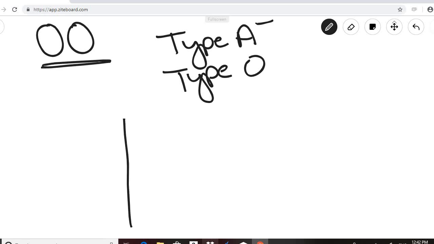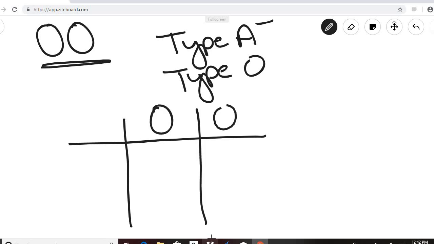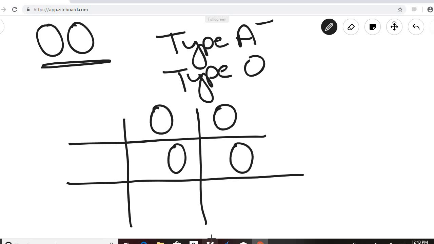So if we draw a Punnett square, I would look like this. Okay, those are my two alleles. I can only give the O, to every child I can only give an O. So if some of our children have type A blood, that means my husband has to give an A, right?